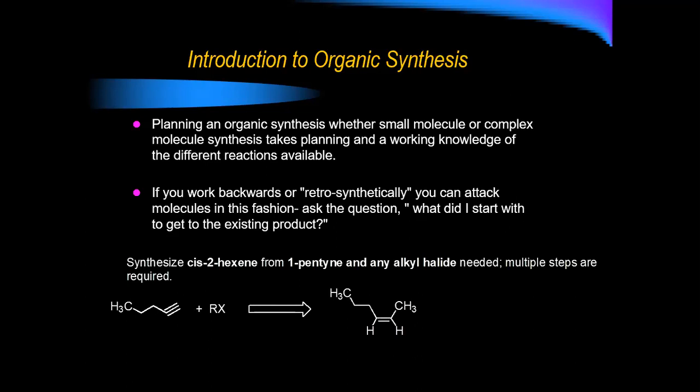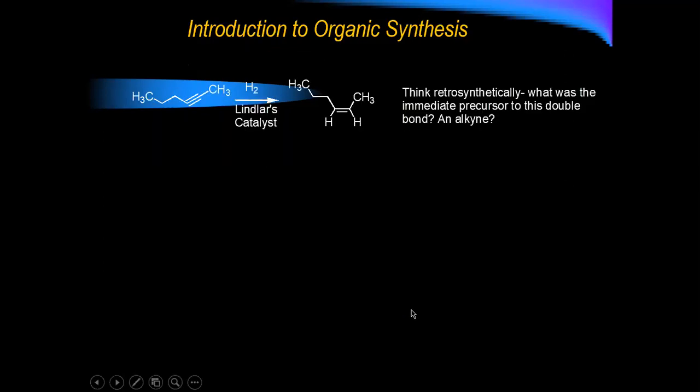So if I have this molecule that's shown here on the right, cis-2-hexene, right? The cis part is important. And I wanted to start with 1-pentyne. The question is, how can I get there? Sometimes you need more than one step. So if I look at cis-2-hexene and ask the question, what is the immediate precursor to this double bond? Based on what we know, the immediate precursor could be a triple bond, right? That looks like this, right?